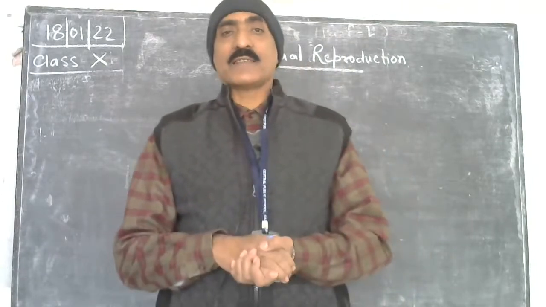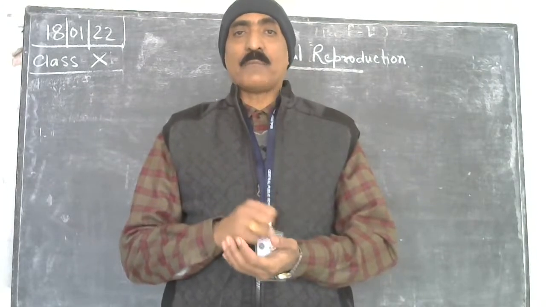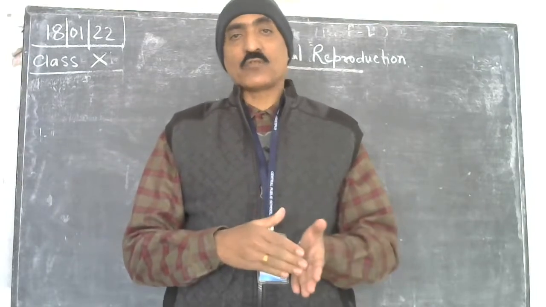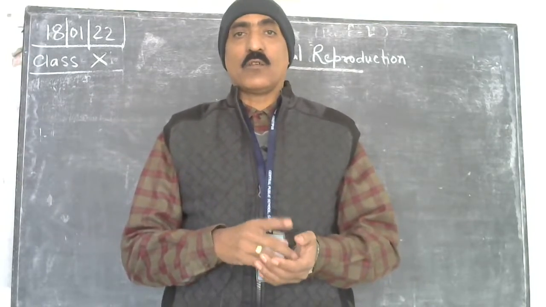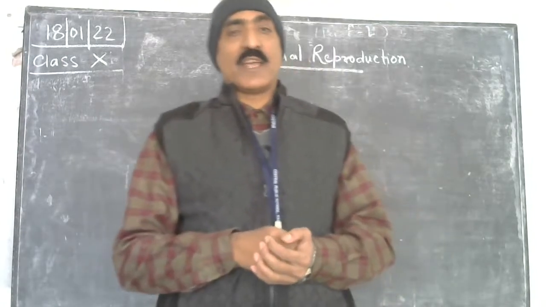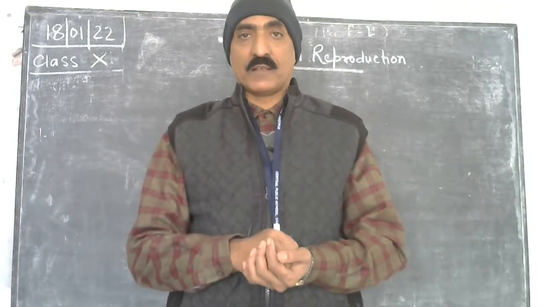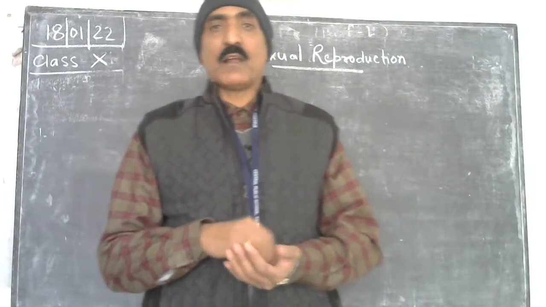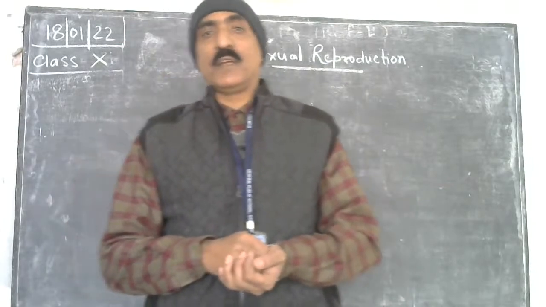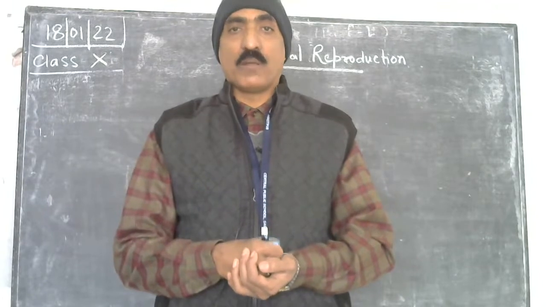Unlike asexual reproduction, in sexual reproduction, male and female parents are required. As we all observed, in asexual reproduction only male or female, meaning uniparental reproduction, is involved, but sexual reproduction is biparental reproduction, where male and female are required. Another important characteristic of sexual reproduction is that gametes are involved.